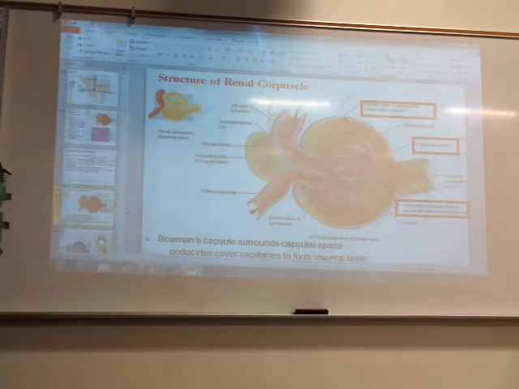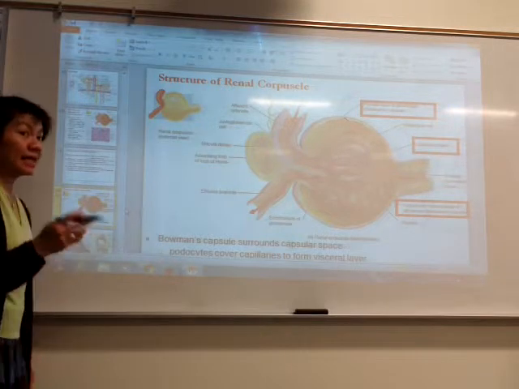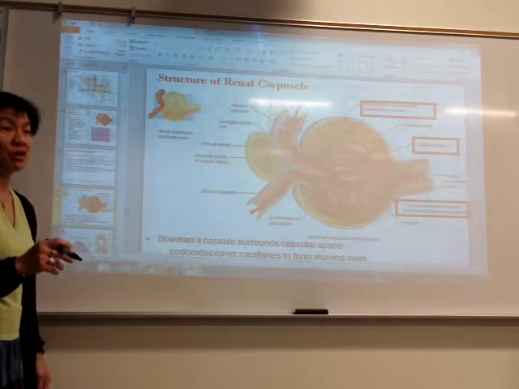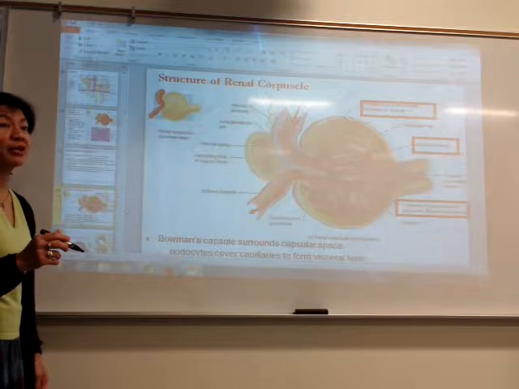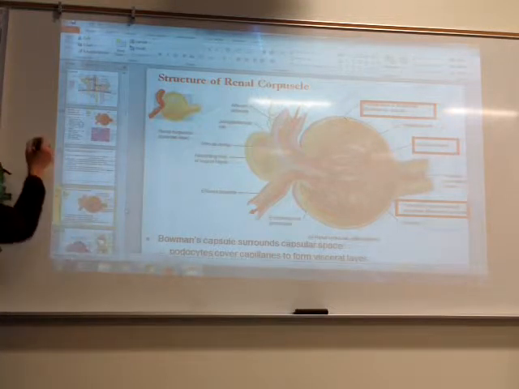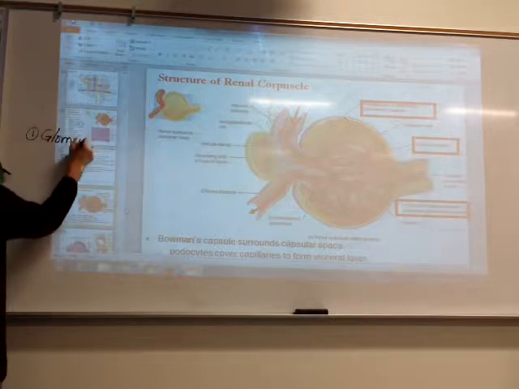There are three steps in the formation of urine, and by formation of urine, we mean that that's the way that we get rid of waste products through our urine. So the three steps are: number one, glomerular filtration.